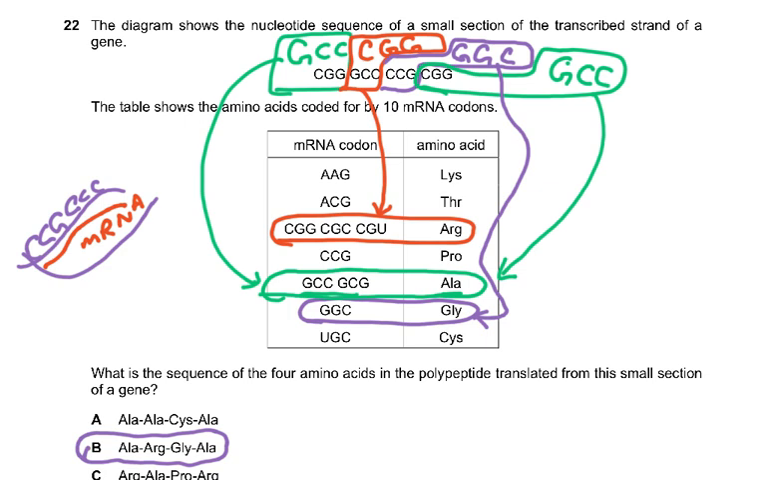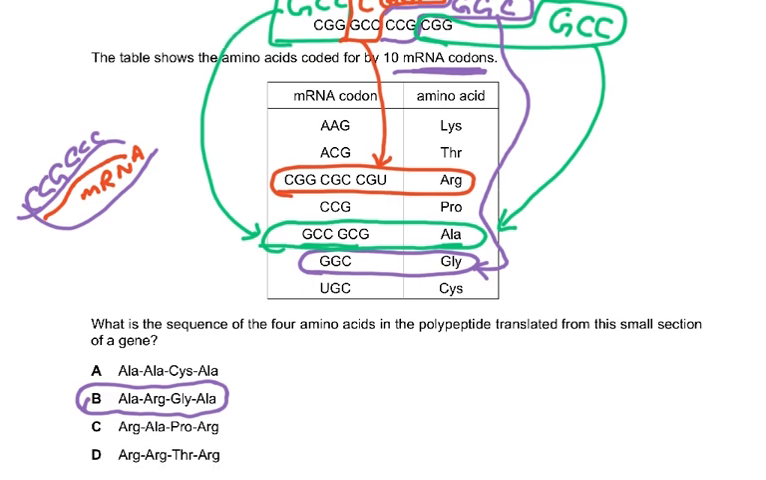The answer is B, and please look at it very carefully and have a look at it. So the DNA, you should have made the mRNA because it says the amino acid short-coded by 10 mRNA codons. So these were the mRNA codon and this is the amino acid. So you have to figure this out.